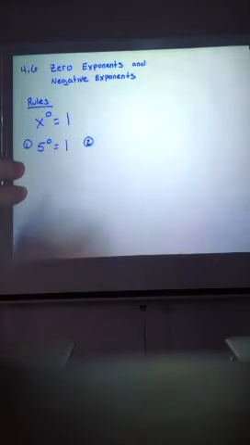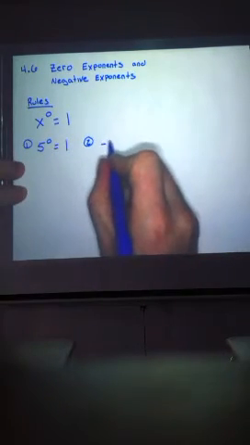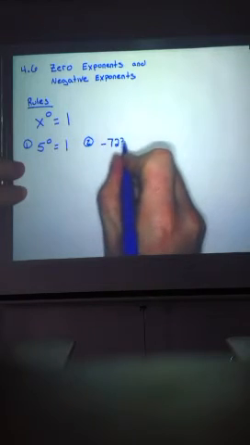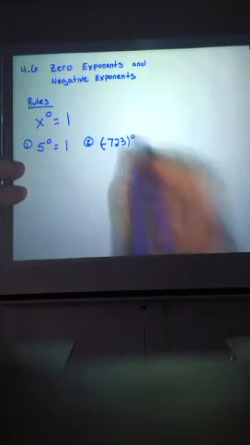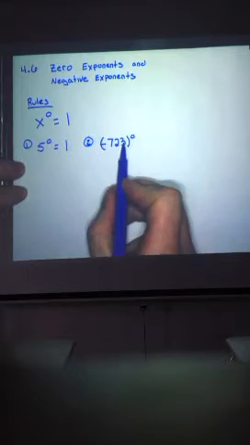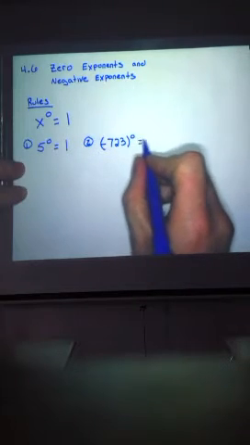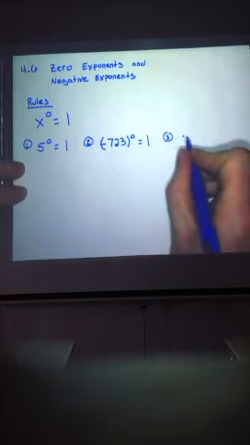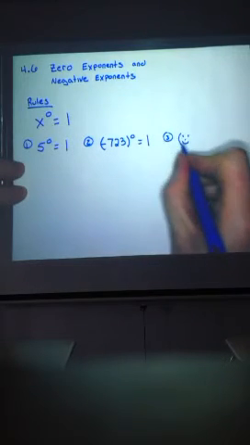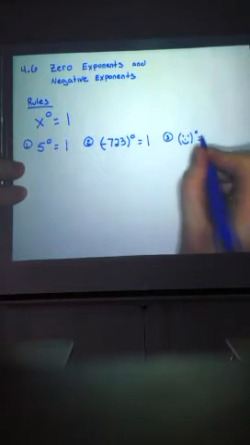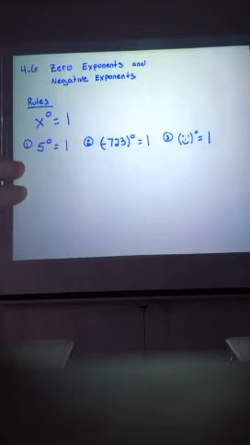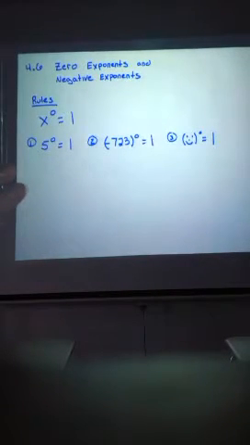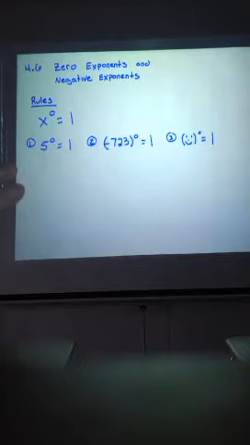If we get a little bit more complicated, if we take negative 723 and raise it to the 0th power, it really doesn't matter what number's here, if it's raised to the 0th power, the answer is 1. And it can be anything. If I take a smiley face and I raise it to the 0th power, the answer is still 1. Pretty straightforward. Anything that's raised to the 0th power just becomes 1.